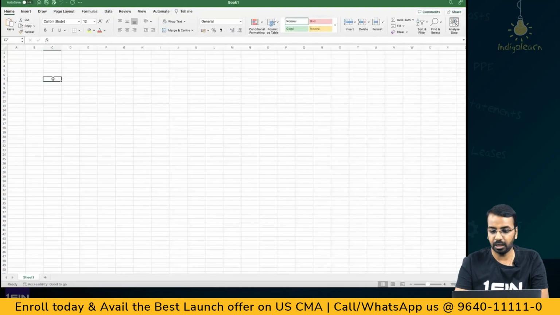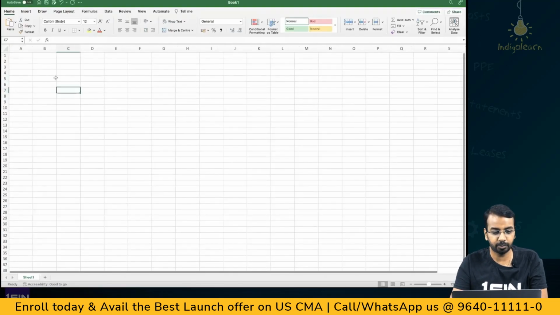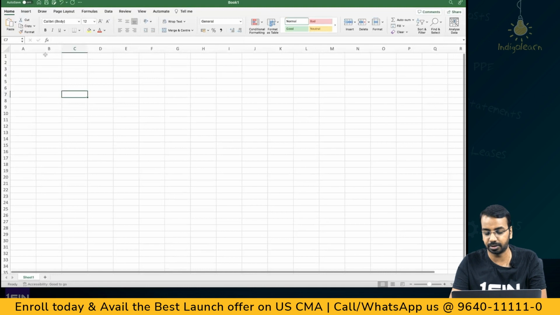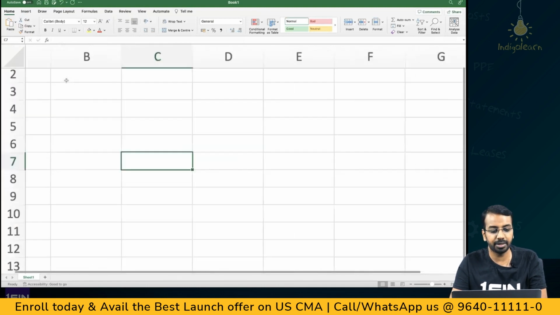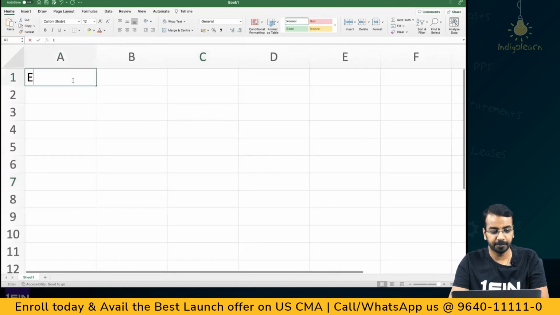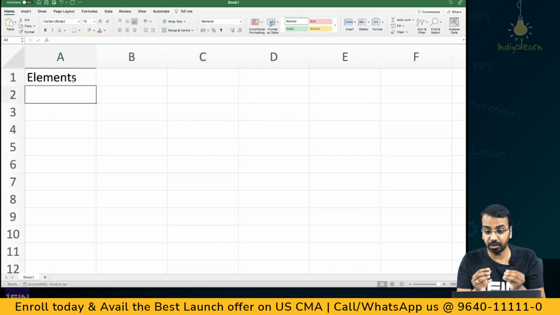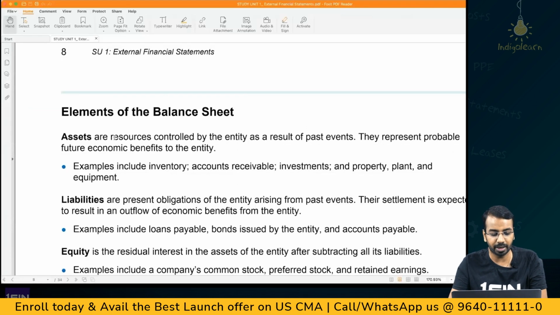So now we will start with the next part or continuation of what we have been discussing. Now we'll be discussing the various elements. Element means basically the components of balance sheet, income statement, and all of those items, right? Now, first we'll start with the elements of balance sheet.